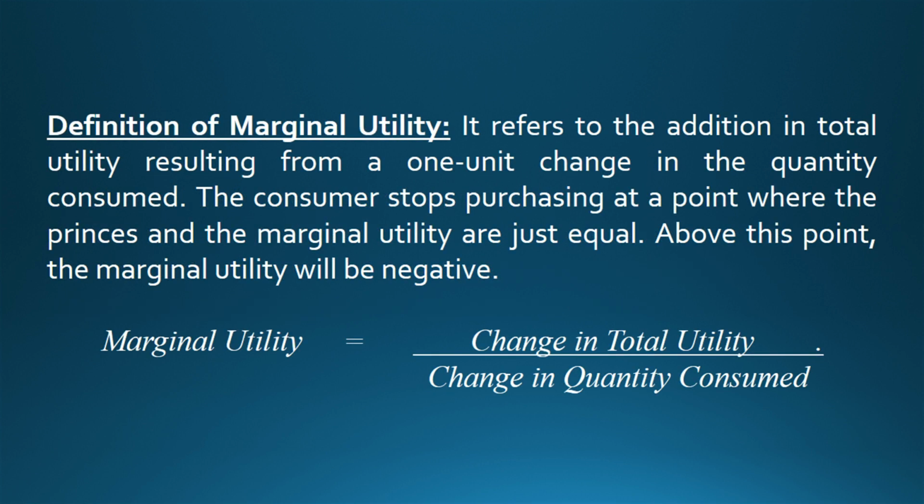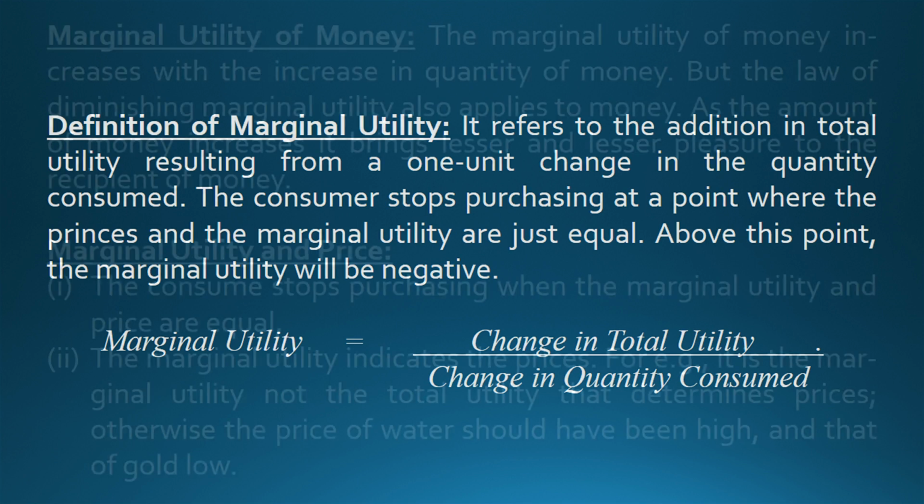Definition of marginal utility. It refers to the addition in total utility resulting from a one-unit change in the quantity consumed. The consumer stops purchasing at a point where the price and the marginal utility are just equal. Above this point, the marginal utility will be negative. Marginal utility is equal to change in total utility divided by change in quantity consumed.